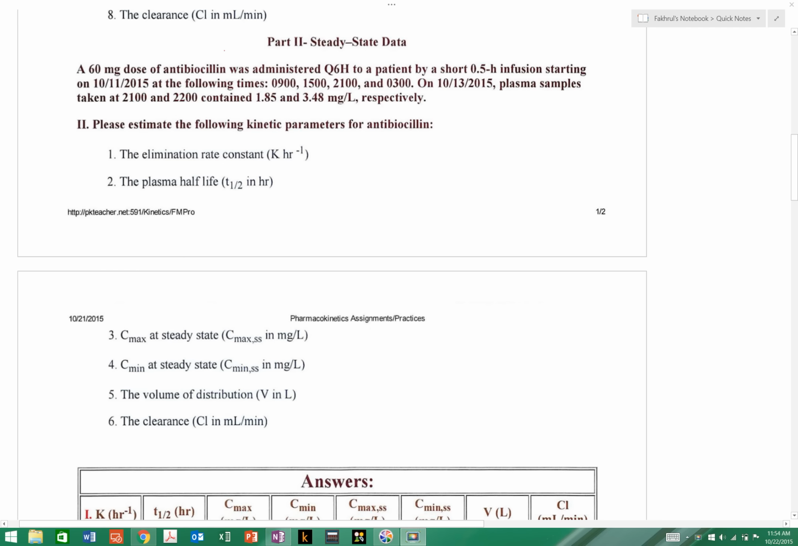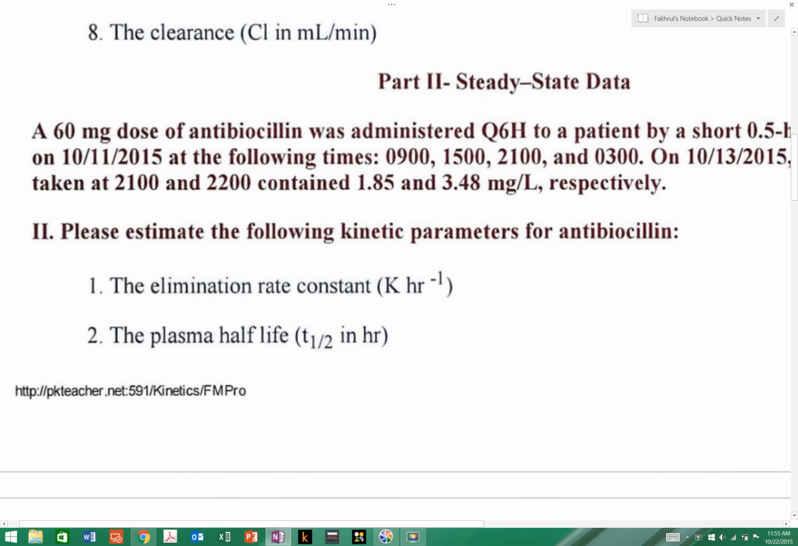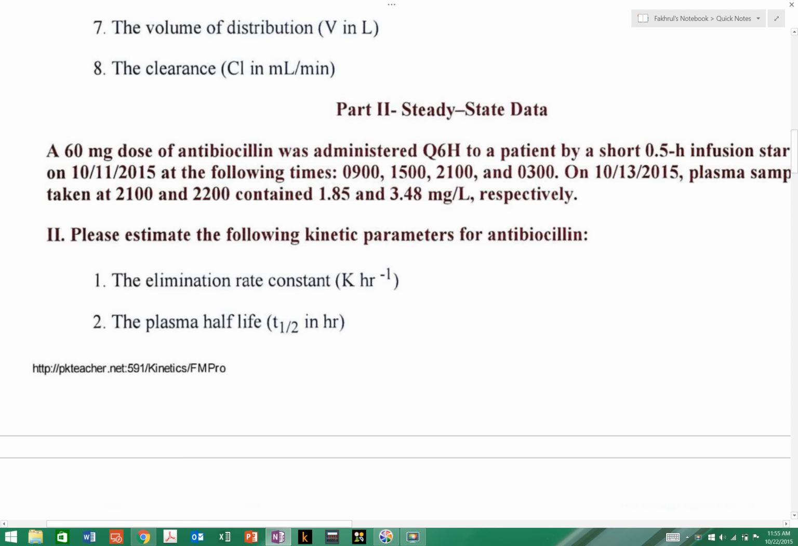Hello, this is the second part of the intermittent IV infusion assignment video. Here in this case we'll do the calculation at steady state. So again, you read the question and then you have to determine which one is the peak and which one is the trough.